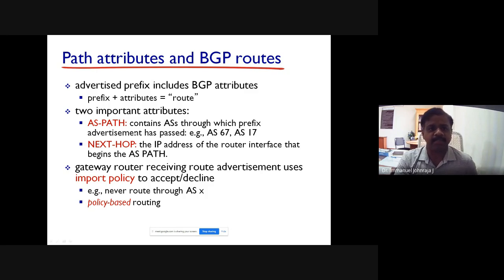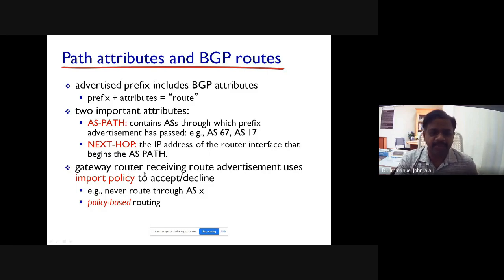One is the autonomous system path. It gives you the sequence of autonomous systems through which the prefix advertisement has passed. For example, autonomous system 67, autonomous system 17. So this is going to be a sequence. This is the AS path. And next hop indicates the nearest router: the IP address of the router interface that begins the autonomous system path is the next hop. So this is something interesting. You are not having only the routers' IP addresses, but also the autonomous system number, because it's going to be bigger when the routing is happening in the internet.